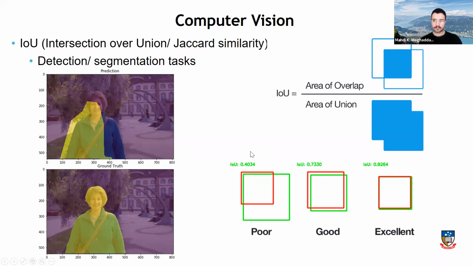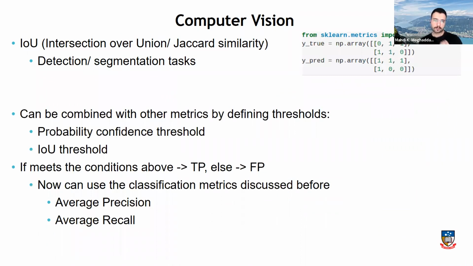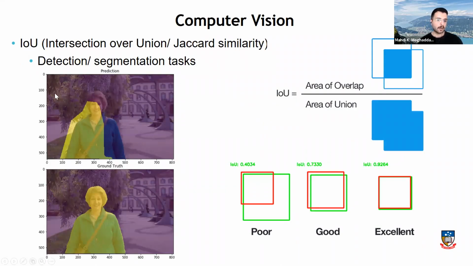Now, just having the IOU normally is not what people report if you're using segmentation or detection. What we do is use it as a threshold to decide if a prediction is good enough to be considered a true positive, or if it is not good enough and needs to be considered a false positive. Let's say here you say, I'm happy with this prediction on the left-hand side, it's close enough to the person. So you define a threshold: if it is above 30%, then I'm happy with that and I consider it a true positive.